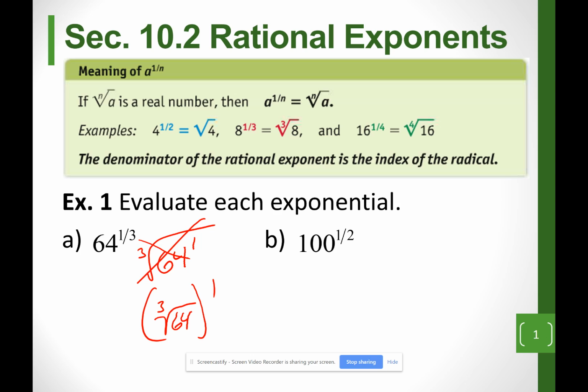The cube root of 64. A number that multiplied by itself 3 times gives me 64. That's 4. And 4 to the 1 is 4. Same thing with B. I'm going to do the square root of 100 to the 1. Notice how I split the 1 half. The square root of 100 is 10. And then 10 to the 1 is just 10.